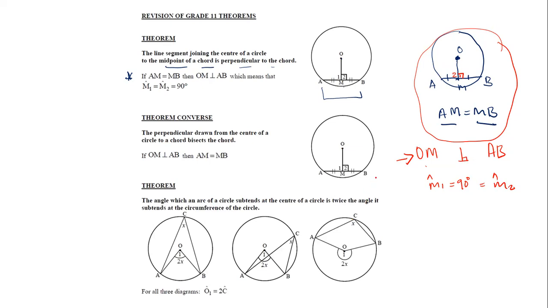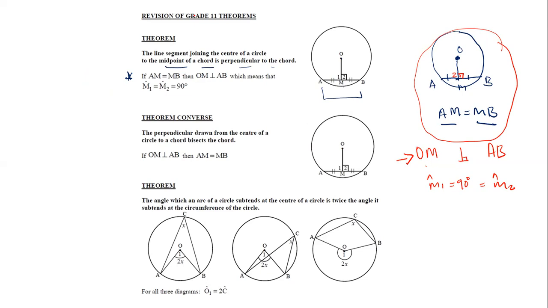What is going to be provided in the exam? Maybe if you want to spot this theorem, you'll be provided with the blue color. You'll be provided only with the circle, center, and lines OM and AB, and they tell you that AM is equal to MB. So the answer to this is that angle M1 and M2 is 90 degrees. Why? Because it's theorem number 1. It states so.